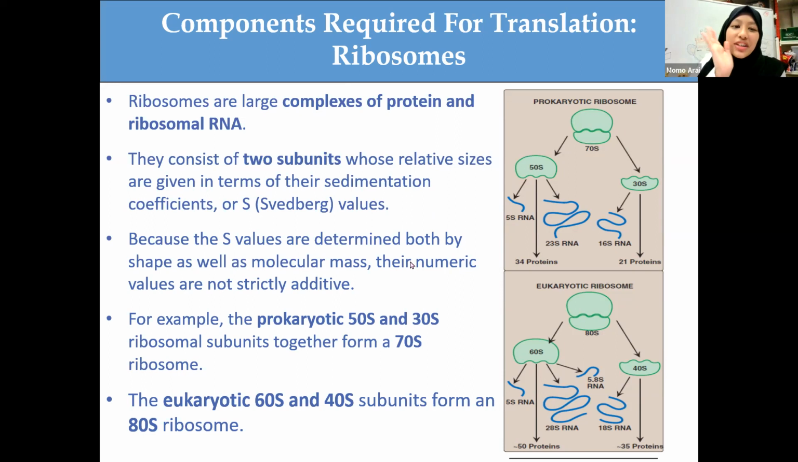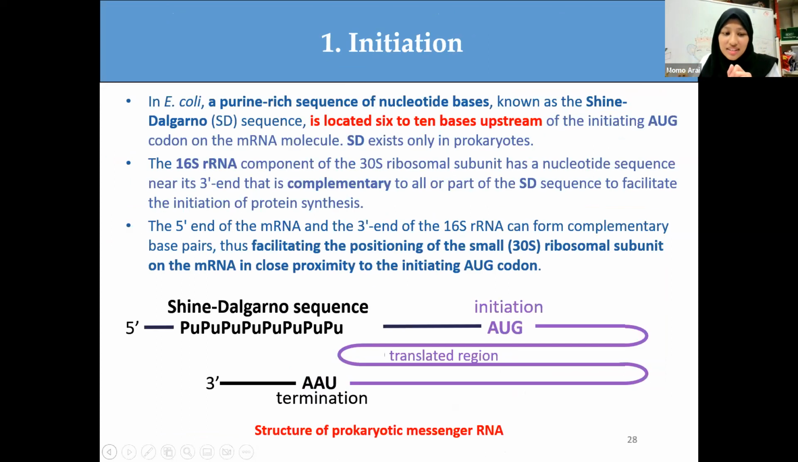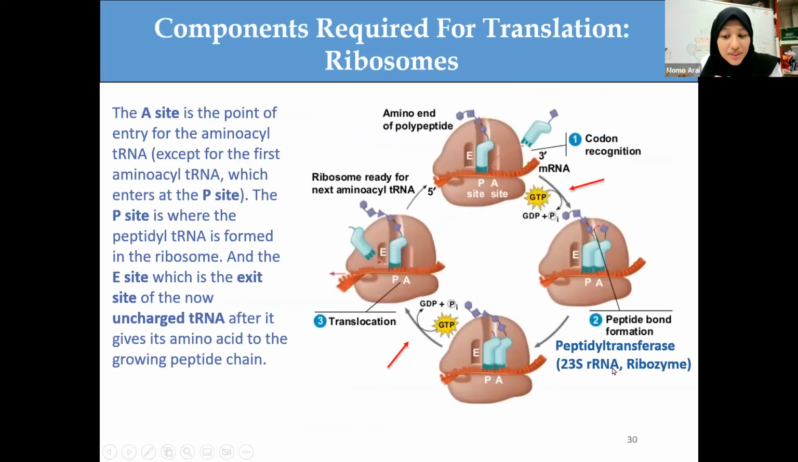Someone said they're confused about the 23S. 23S ribosomal RNA is just the size of the RNA. I'm sorry if I said that the process I showed you here is for eukaryotes. The enzyme that helps in it is a ribosome made up of 23S ribosomal RNA, and that's why it's called a ribozyme, because it's an enzyme in the form of a ribosome. Is that clear?